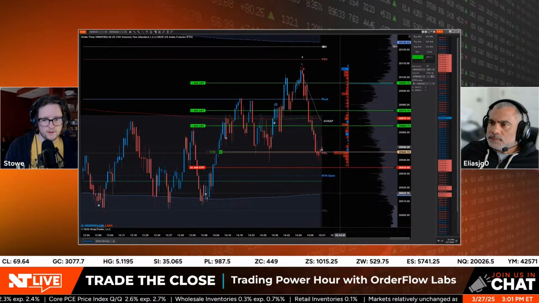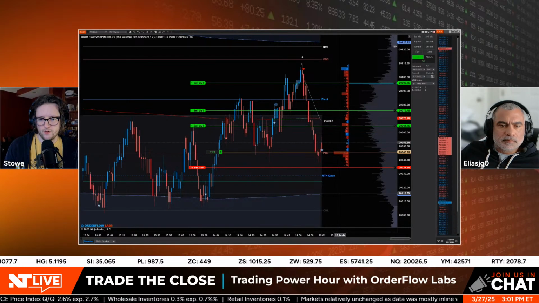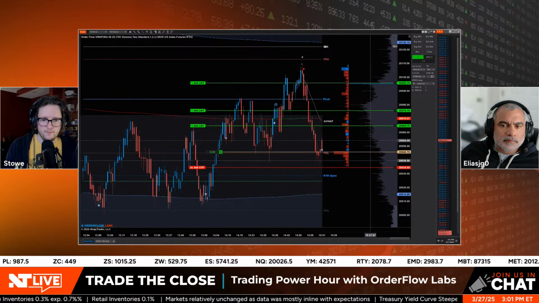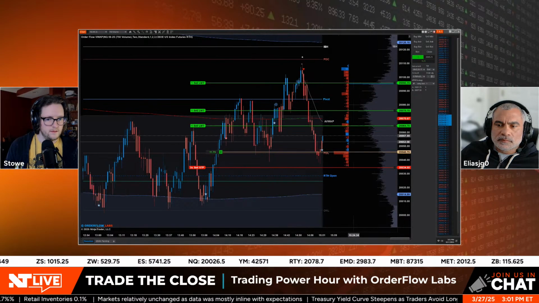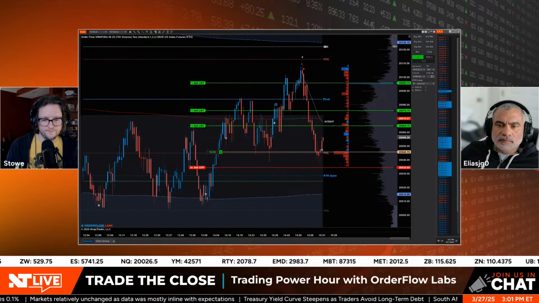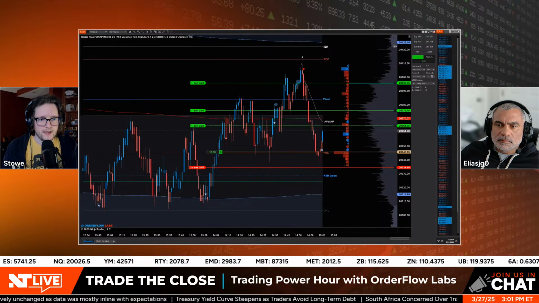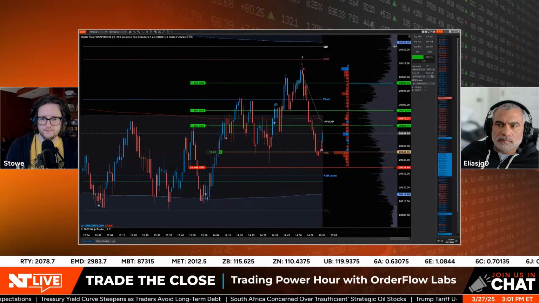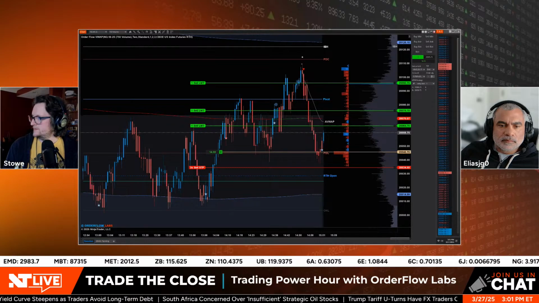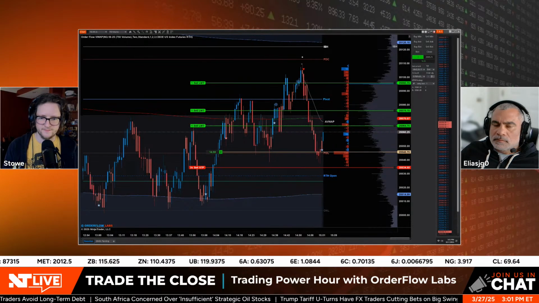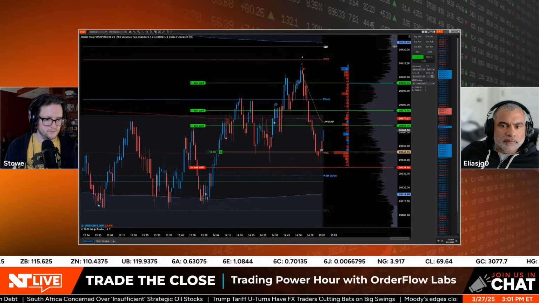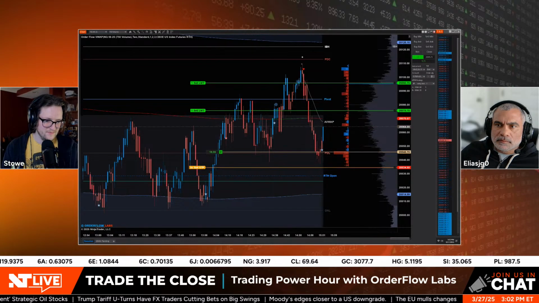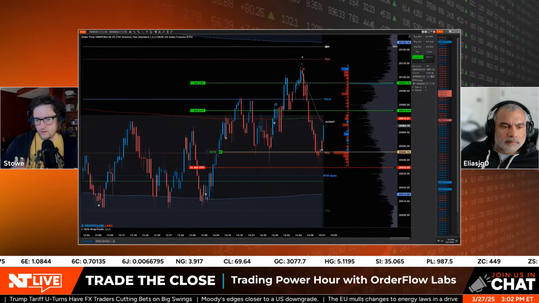So these are all good reversal signals. Came down, messed with this little LVN here, and then flipped back around. We can see on the tape we've got these highlighted blues, which are buyers crossing the spread, which means they're hungry. Okay, cool.